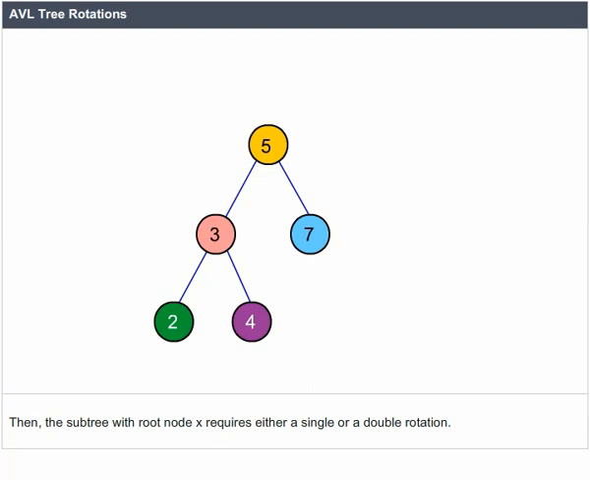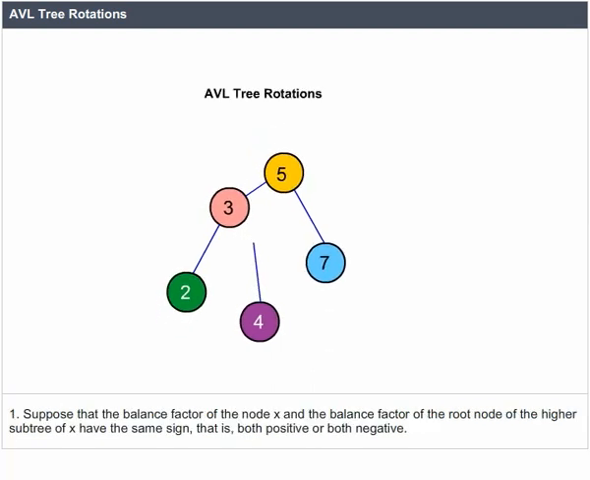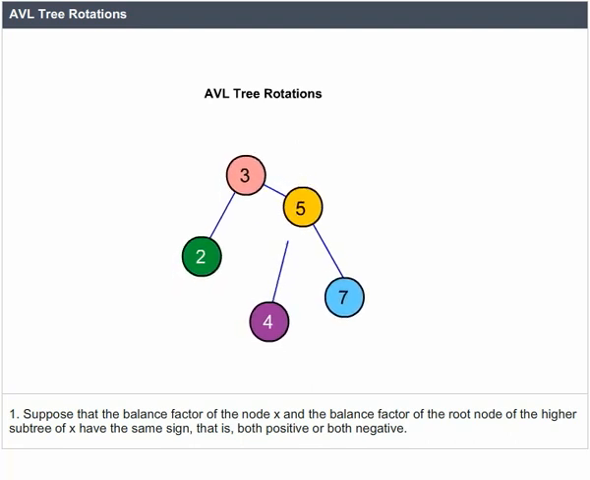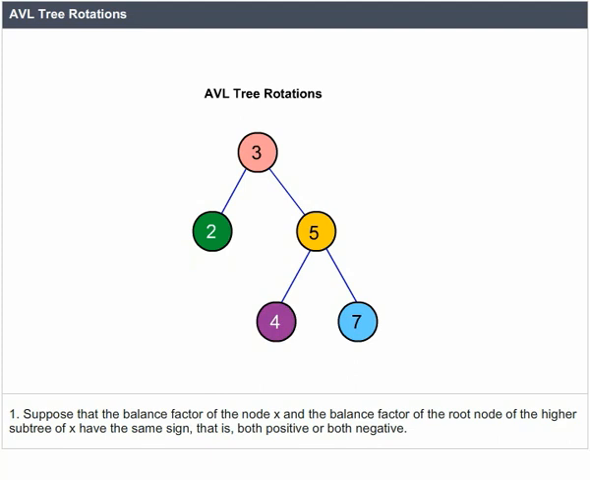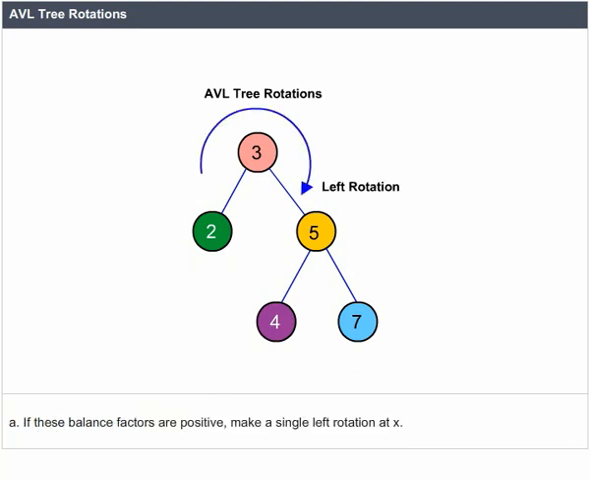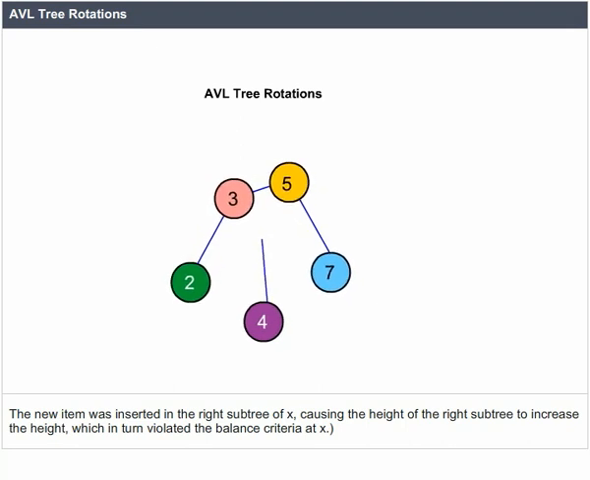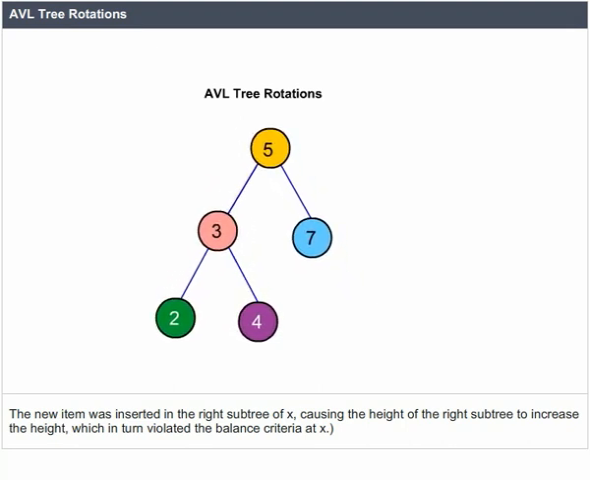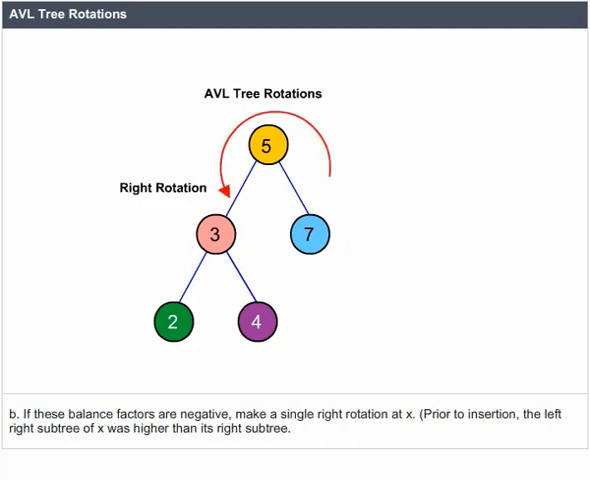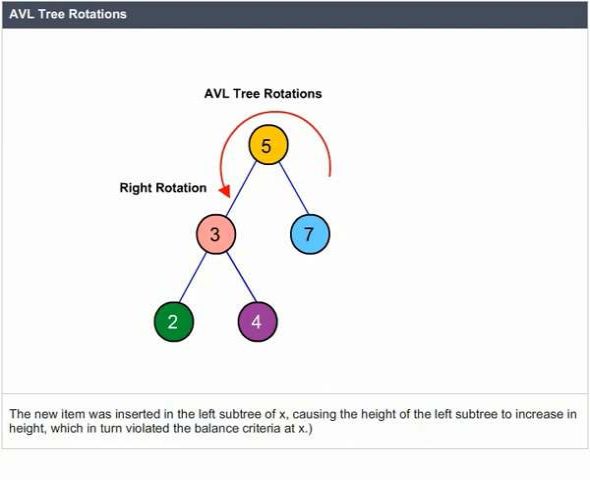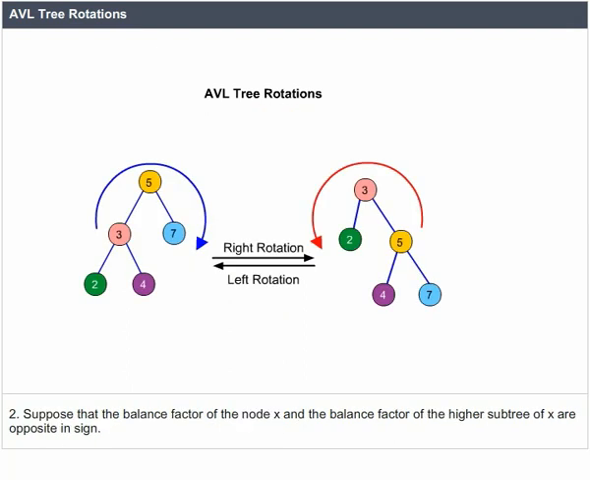Suppose that the balance factor of the node X and the balance factor of the root node of the higher subtree of X have the same sign, that is, both positive or both negative. If these balance factors are positive, make a single left rotation at X. The new item was inserted in the right subtree of X, causing the height of the right subtree to increase, which in turn violates the balance criteria at X. If these balance factors are negative, make a single right rotation at X. Prior to insertion, the left subtree of X was higher than its right subtree. The new item was inserted in the left subtree of X, causing the height of the left subtree to increase, which in turn violates the balance criteria at X. Suppose the balance factor of the node X and the balance factor of the higher subtree of X are opposite in sign.